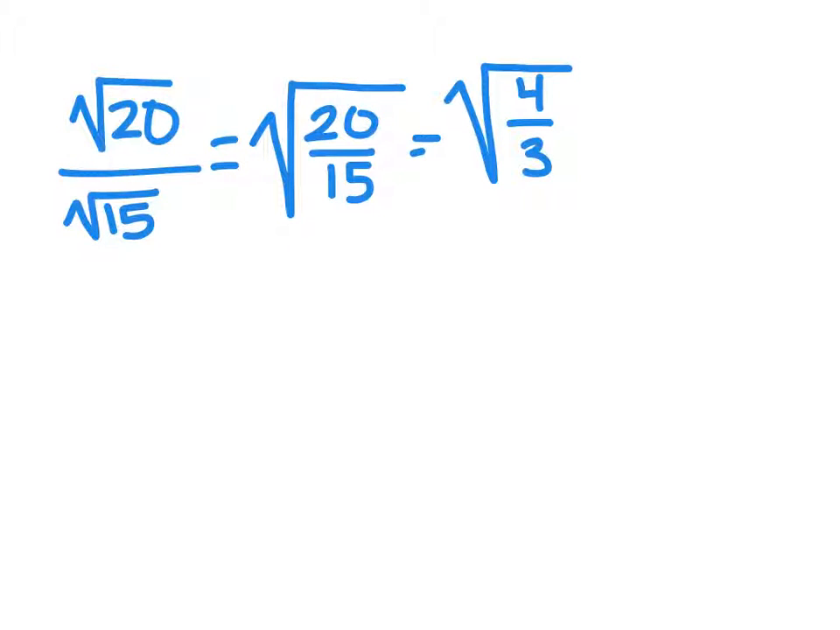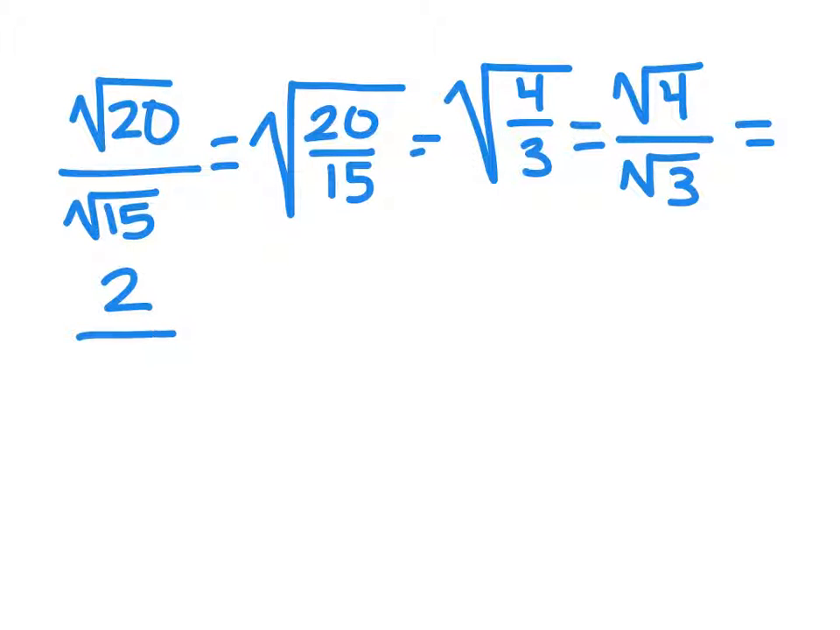Now we can use the quotient property of square roots to re-separate that into the square root of 4 over the square root of 3. Okay? Now we know that the square root of 4 is 2. 3 is not a perfect square, so we keep our radical sign and keep it the square root of 3.